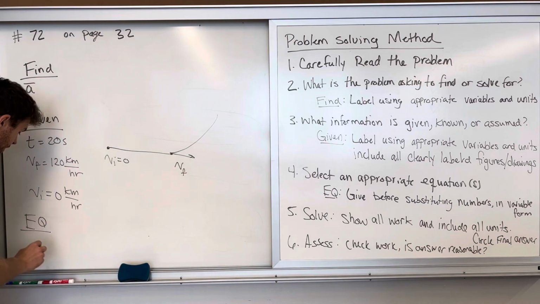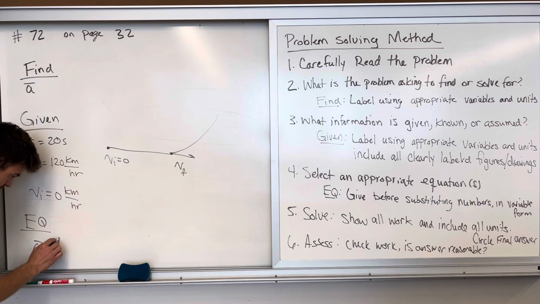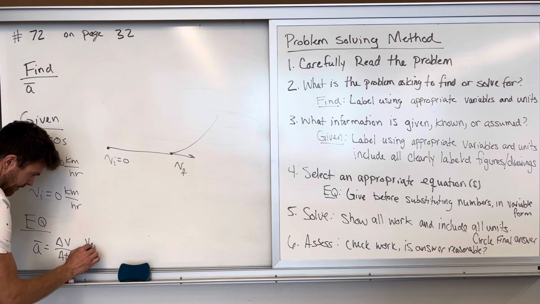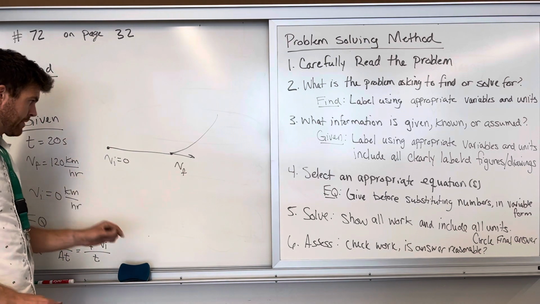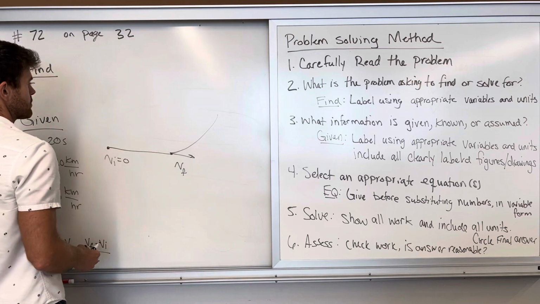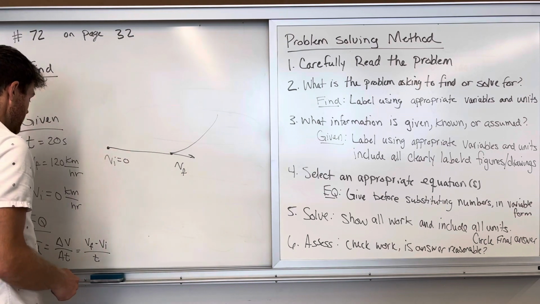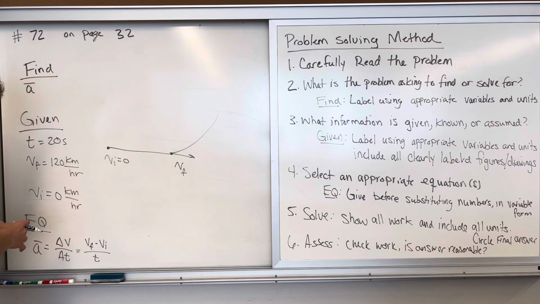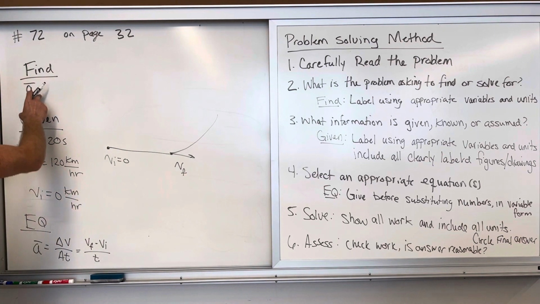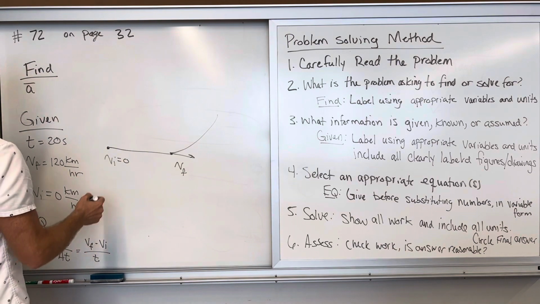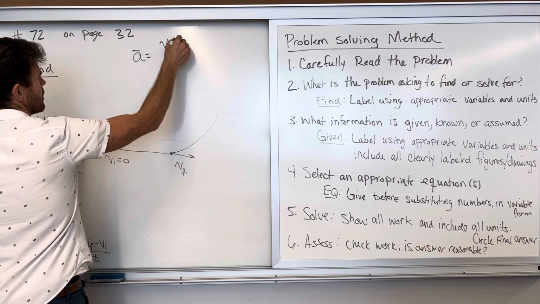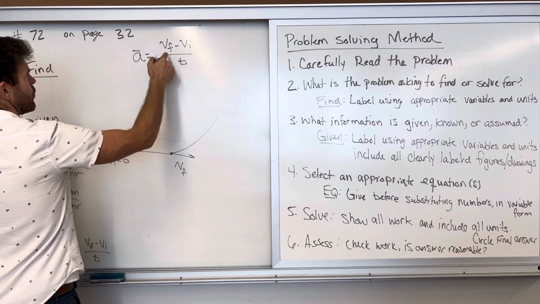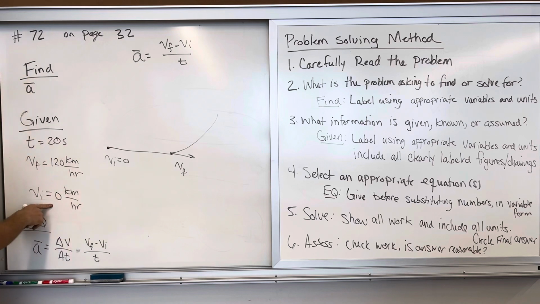So then, what equations are relevant? Well, I think here, we use the definition of average acceleration, change in velocity over change in time, equals v final minus v initial over t. Okay. So now, this equation is already solved for the average acceleration we're looking for. So let's rewrite it. We know v final, we know v initial, and we know t.